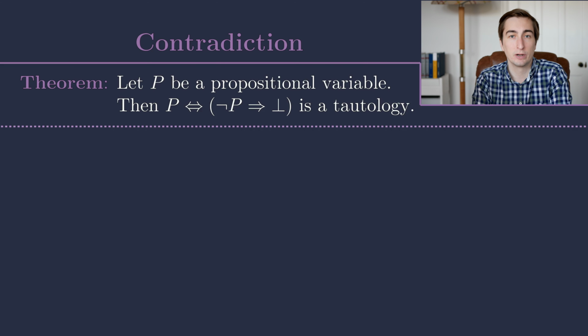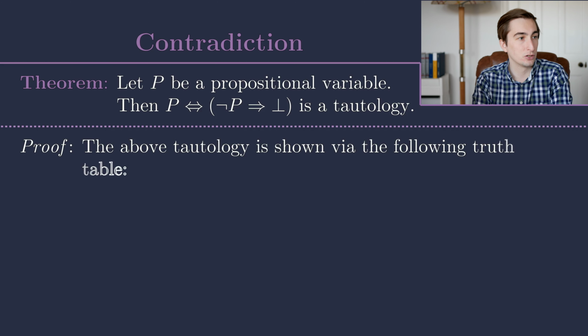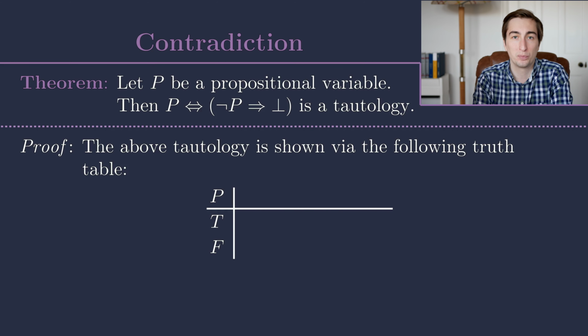Well, we prove it in a similar way as before. We need to construct a truth table and show that the column of P, namely that we've got true and false, is the same as the column for not P implies the contradiction. So the first thing we need to fill out is not P. We know how to do that. We take true to false and false to true.